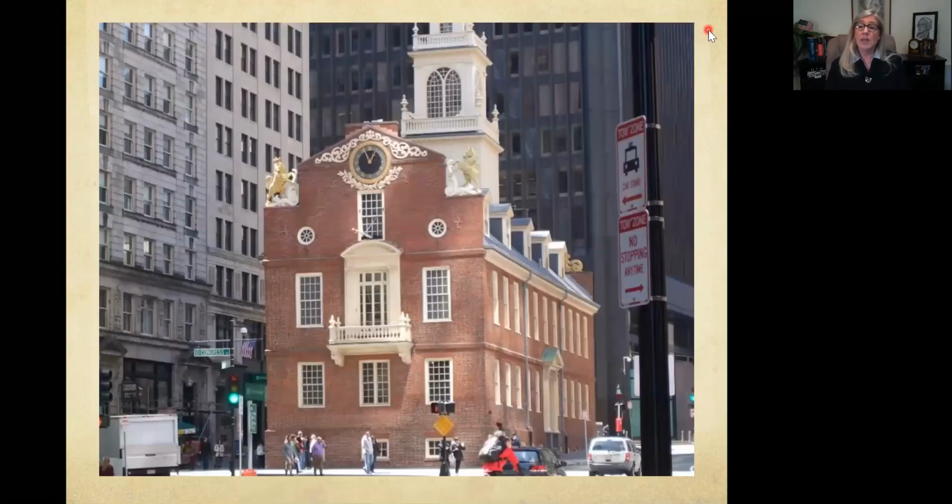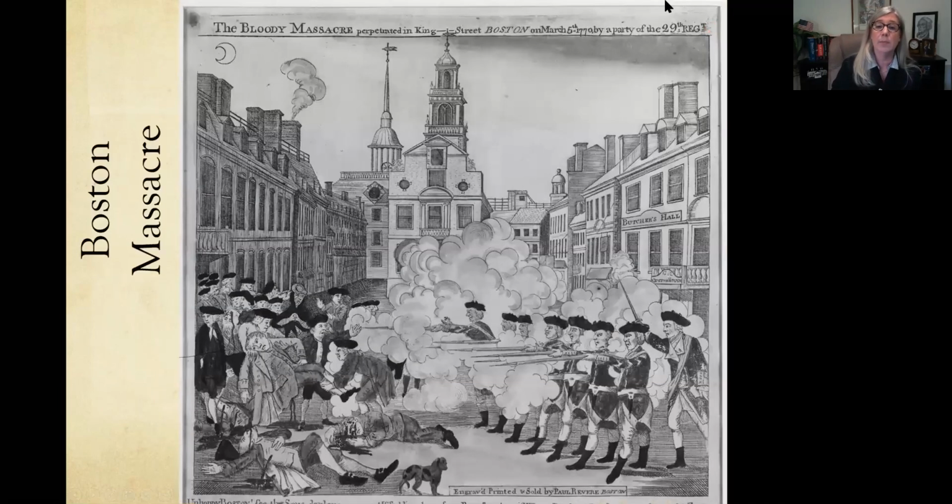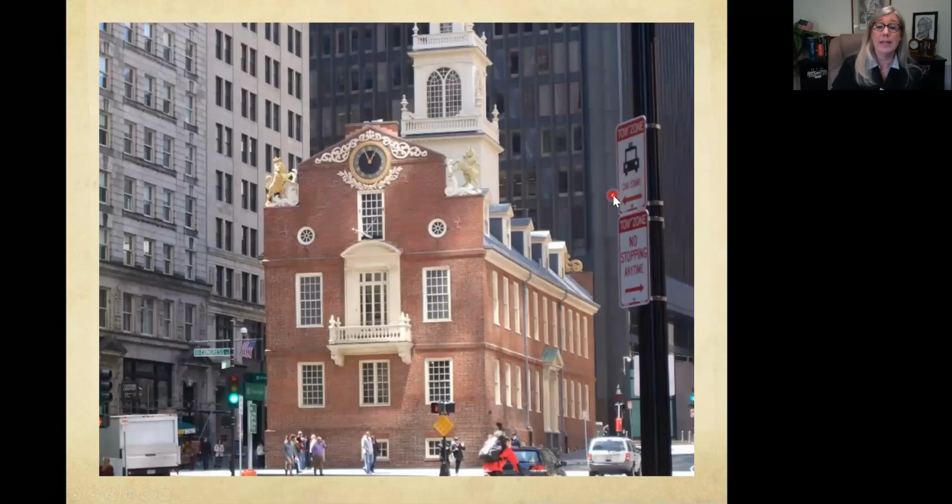So here is the Customs House today. Now, I've told you that my friends and I, my history teacher friends and I, we love to travel and go to historic places. And this is the Customs House. And look, Paul Revere did a pretty good job. Here is his depiction of the Customs House. You can see the window and the door up here and the roof of it. And here it is today. So it's exactly as Paul Revere had depicted it.